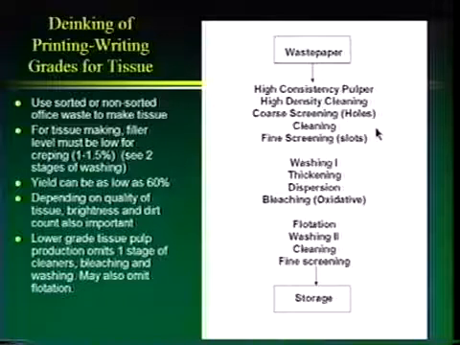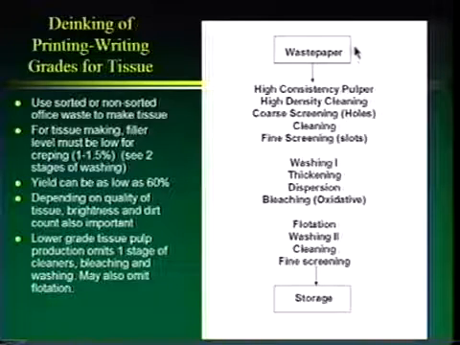We can also, depends on high quality or low quality tissue. We use low quality tissue here at NC State. The brightness and dirt count may also be important. So depending on who you're selling it to, that's important. Lower grade tissues are going to obviously have not as many unit operations. So they might omit one stage of cleaning, bleaching, and washing. May also omit flotation.